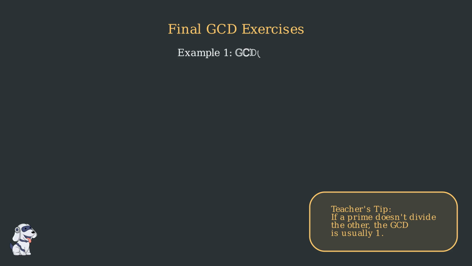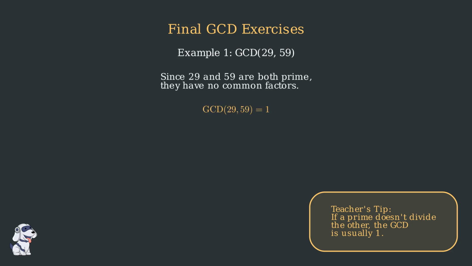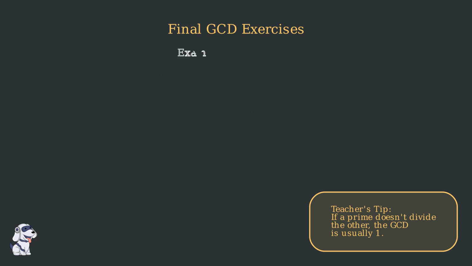Let's look at our final examples. First, find the greatest common divisor of 29 and 59. Since both numbers are prime, they share no divisors other than 1. Next, calculate the GCD of 29 and 60.